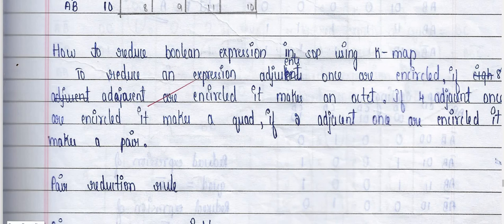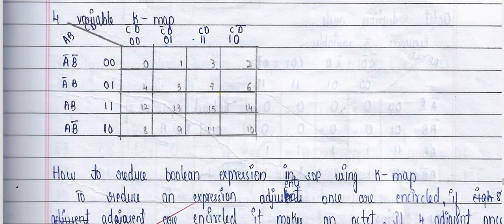SOP reduction using Karnaugh map. How to reduce the Boolean expression in SOP using K-map. In the last classes we have learned how to draw the K-map. The 4 variable K-map, we have seen how to draw this. This is the 4 variable K-map.